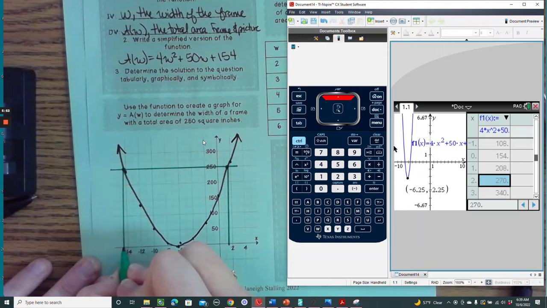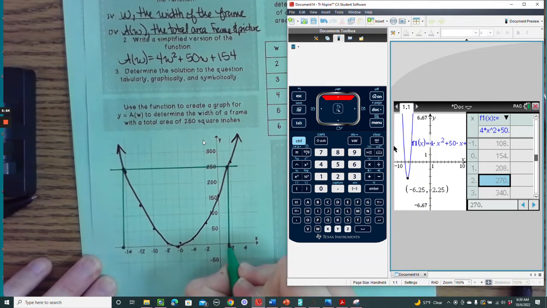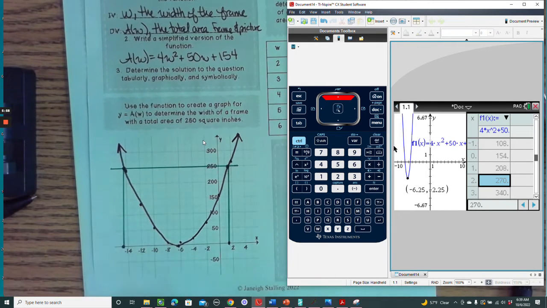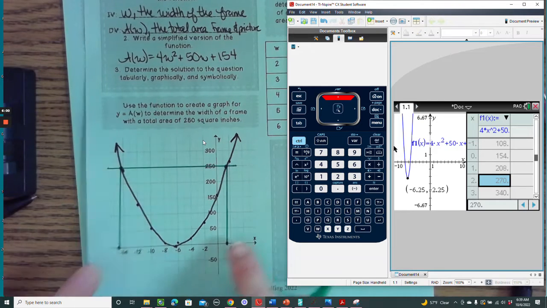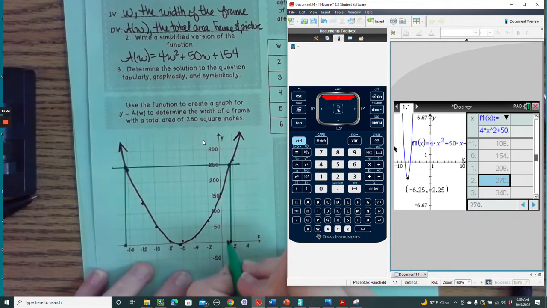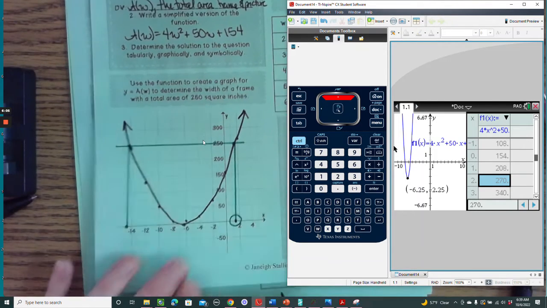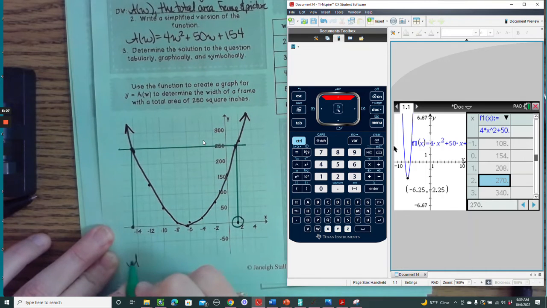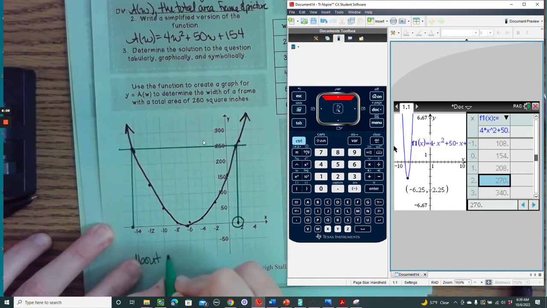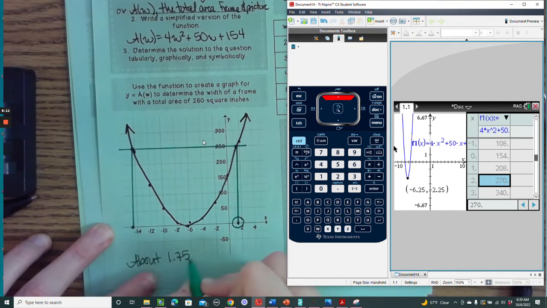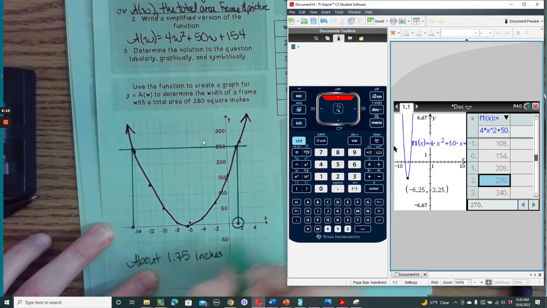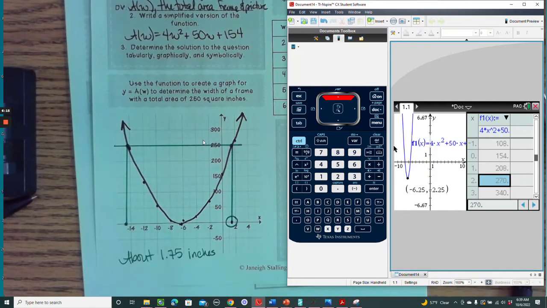So this is a little bit more than -14. This one's a little bit less than +2, in between 1 and 2. We can't have a width that's a negative number, so this has to be the solution we need. I would say that if the area is 250, the width would be about 1.75 inches. So anywhere between 1 and 2. It's pretty close to 2.